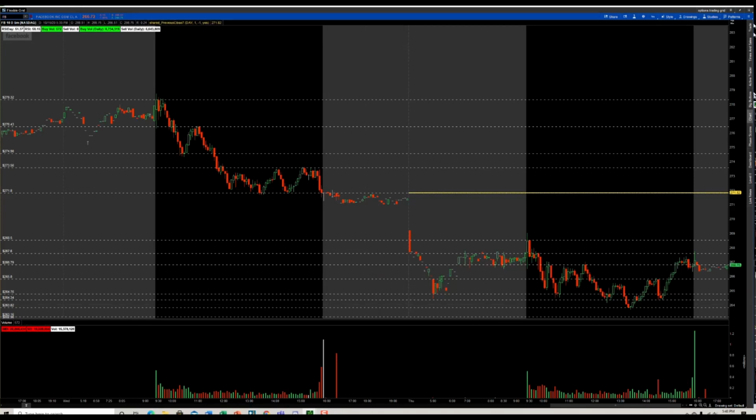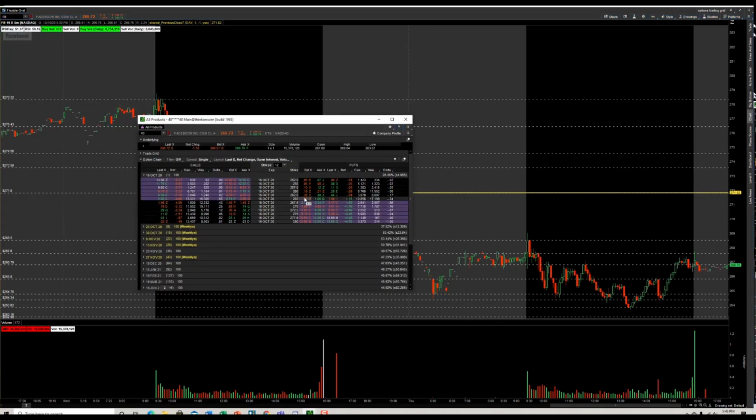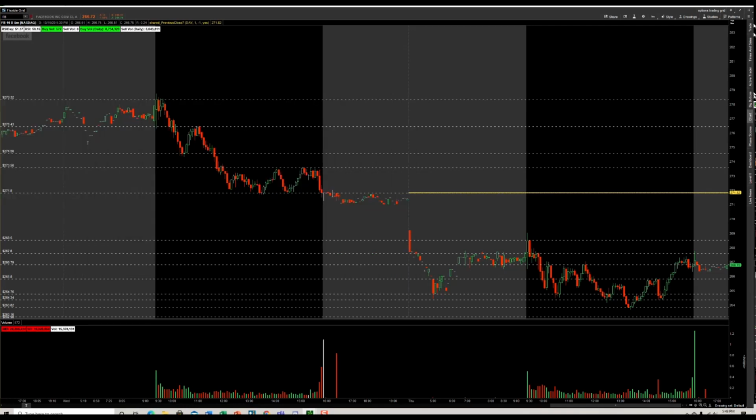Remember, it's all about these contracts, strike prices and all that stuff. So remember, calls and puts. Calls means that you're buying because you think the price is going to go up. Puts, you're buying puts because you think the price is going to go down. You make money when the stock goes down. So that's kind of how that works.